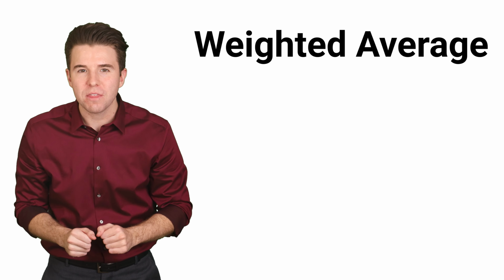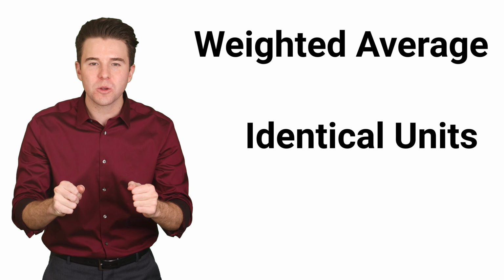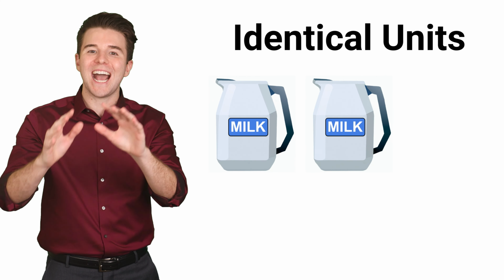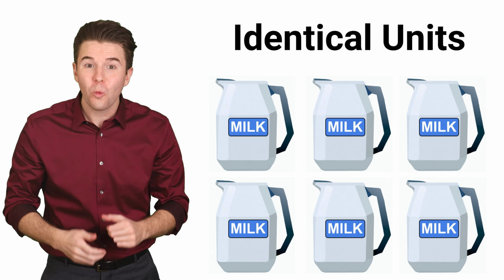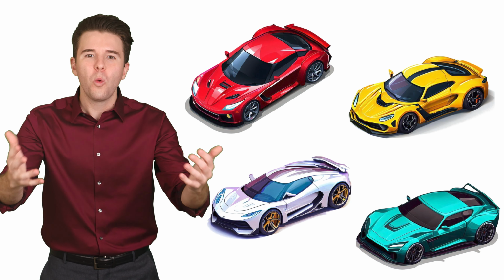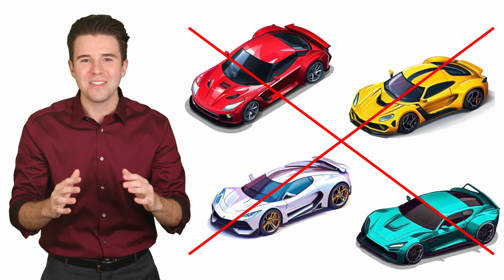The weighted average method can only be used when our inventory consists of identical units. For example, if we are selling identical gallons of milk, we could use the weighted average method. However, if we are selling one-of-a-kind custom cars, we would not use the weighted average method.